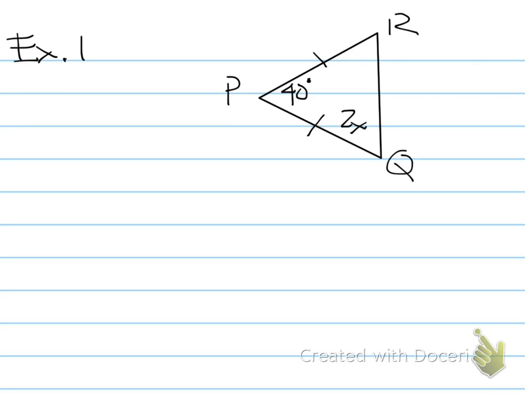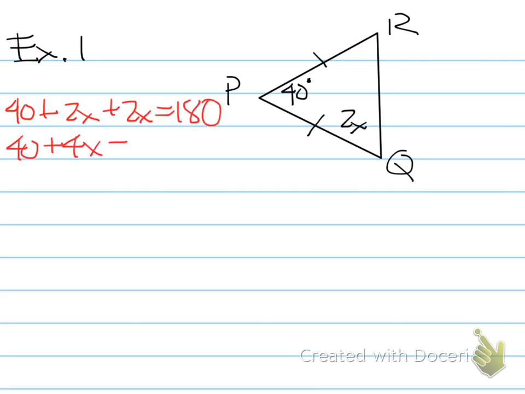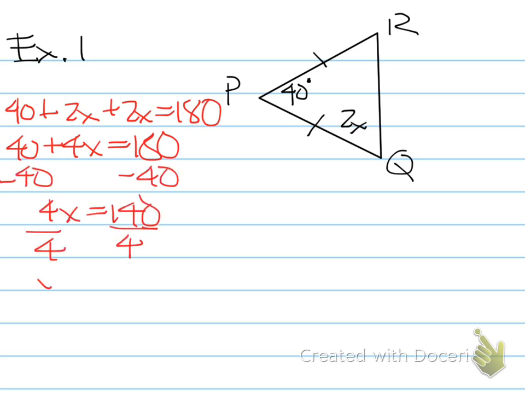All right, so we have an isosceles triangle, so angle R and angle Q are the base angles, so they're congruent. So angle R is 2x. So we're going to add up all three of the angles, set it equal to 180. Combine the like terms, subtract 40 from both sides, and then divide both sides by 4, and we get x equals 35.